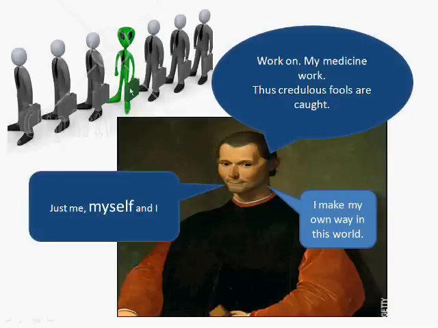So we have characters like Edmund in King Lear, who's a bastard son. He's not going to inherit anything. He sees no value in the fixed world order because he's outside it, rather like this green figure here. And so he's going to find his own place in the world. And they usually work by devious methods. Machiavellian means manipulative or devious in today's society. Iago is a classic example. "My medicine works, thus credulous fools are caught." They're going to make their own way in the world by manipulating the superstitious beliefs of others and the trust of others.